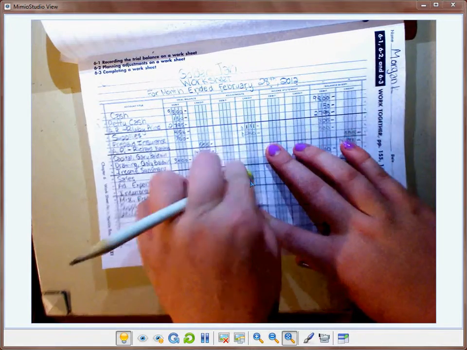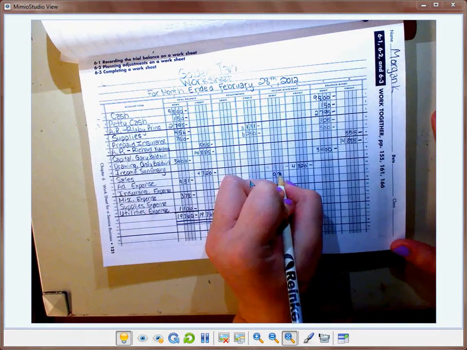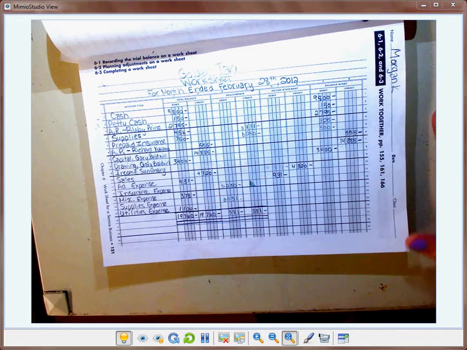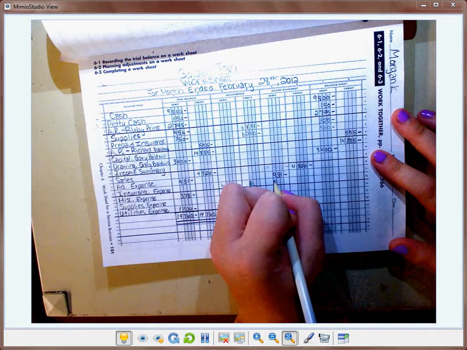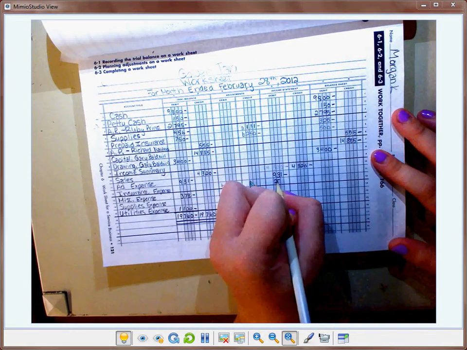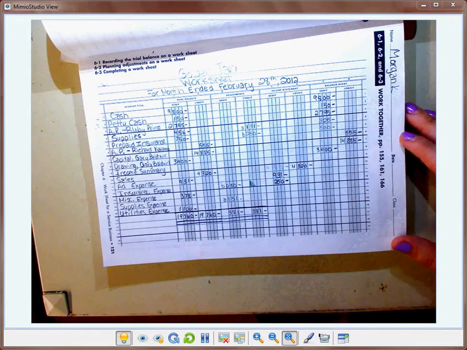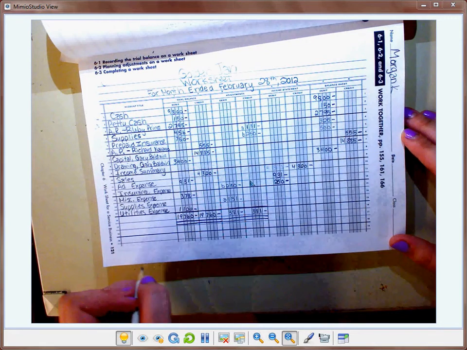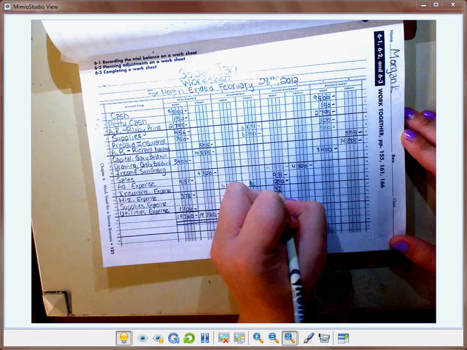Okay, so advertising expense debit $931. Insurance expense is a debit of $250. We don't have to put that. Miscellaneous expense is $378 as a debit.